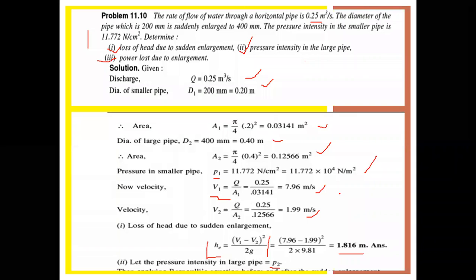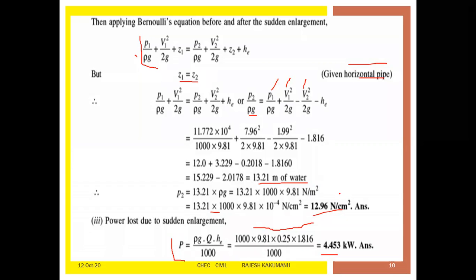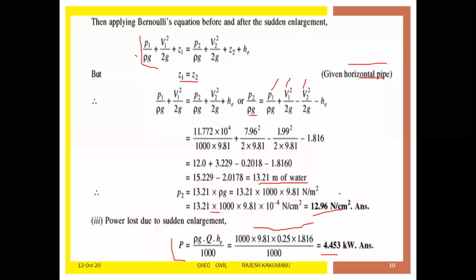Hc value already కనుక్కోవాలి, right? We took the Bernoulli's application and power application. So only the power formula and Bernoulli's formula we took, and we got the solution. So like this we have to do the problems whenever you are having a sudden enlargement or sudden contraction in the pipe flow, simply by using Bernoulli's equation and continuity equation.